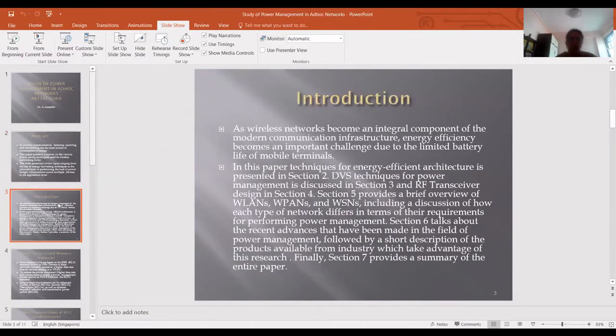Now, in the introduction, as wireless networks became an integral component of the modern communication infrastructure, energy efficiency becomes an important challenge due to the limited battery life of mobile terminals. In this paper, techniques for energy efficient architecture are presented in section 2. Various techniques for power management are discussed in section 3. RF transmitter design is discussed in section 4. Section 5 provides a brief overview of wireless LANs, wireless PANs, and wireless sensor networks, which includes a discussion of how each type of network differs in terms of their requirements for performing power management. Section 6 talks about the recent advances that have been made in the field of power management, followed by a short description of the products available in the industry which take advantage of this research. Finally, section 7 provides a summary of the entire paper.